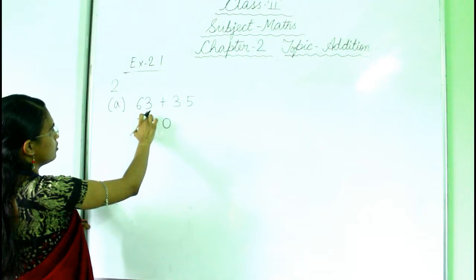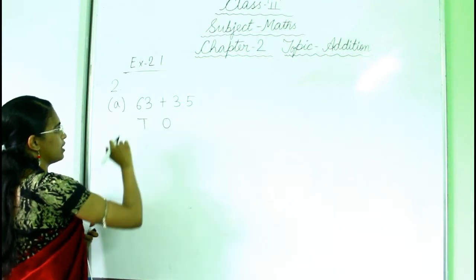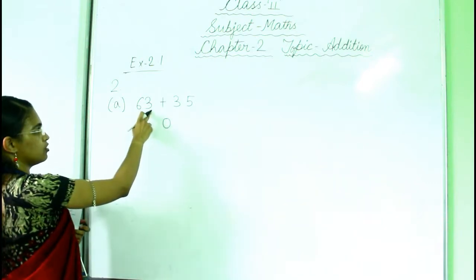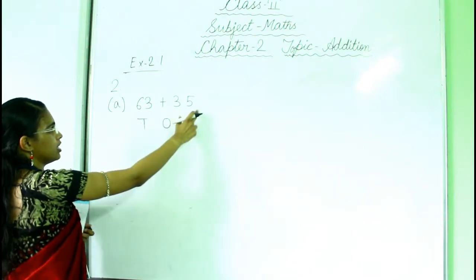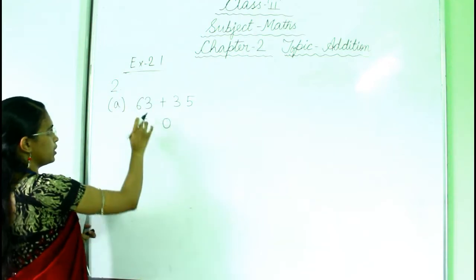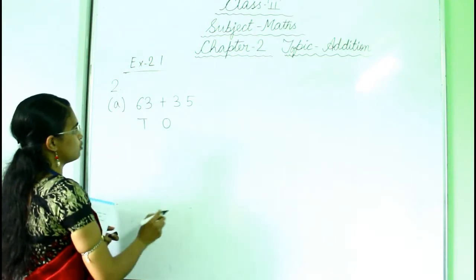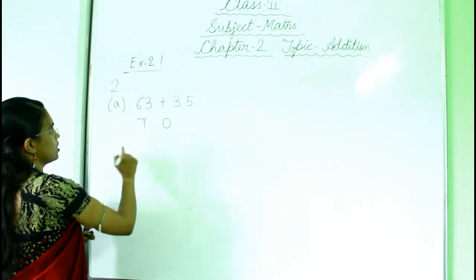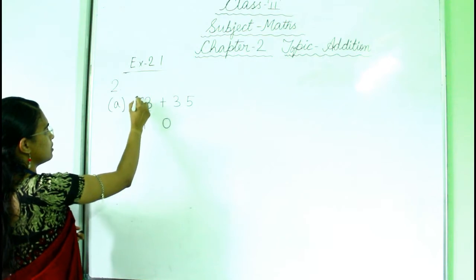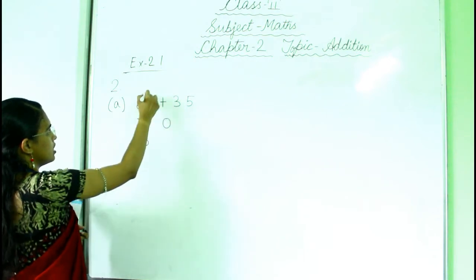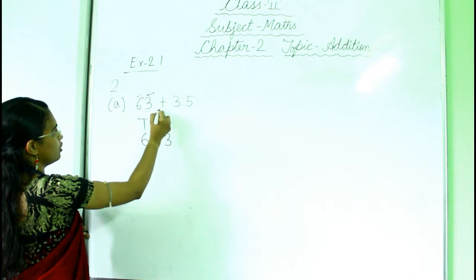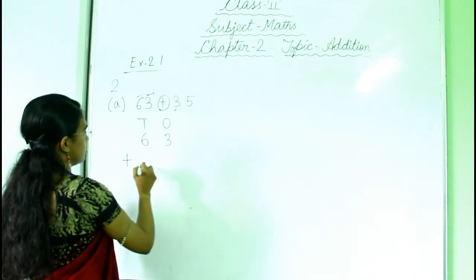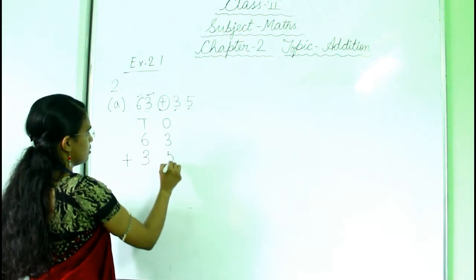Okay, now 63, what we have to add? 63 plus 35. So we have to put the addends in their place. Here is 2 digit and here is also 2 digit. So whenever we are doing any sums with 2 digit, what we have to do? First number we have to put in the tens place and second number we have to put in the ones place. So here it is 63. So first number is 6. So we have to put 6 in the tens place and 3 in the ones place. Then we have to put this plus sign here. Then again we have to put this 3 in the tens place and 5 in the ones place.